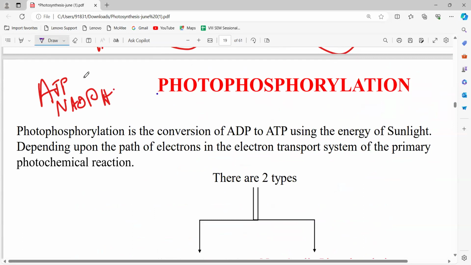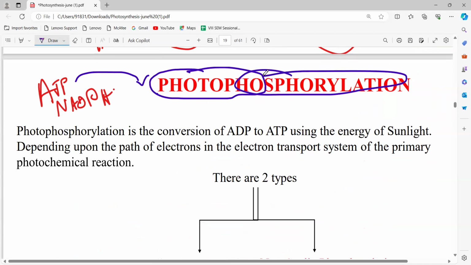Okay, listen. The production of ATP, generally, we can call it photophosphorylation. The question is very clear, friends: why do we call it photophosphorylation? Phosphorylation is a process where an ADP molecule combines with a Pi molecule. By that, there is a production of ATP. Now, the question comes here: how does the ADP combine with the Pi? Is it that easy?